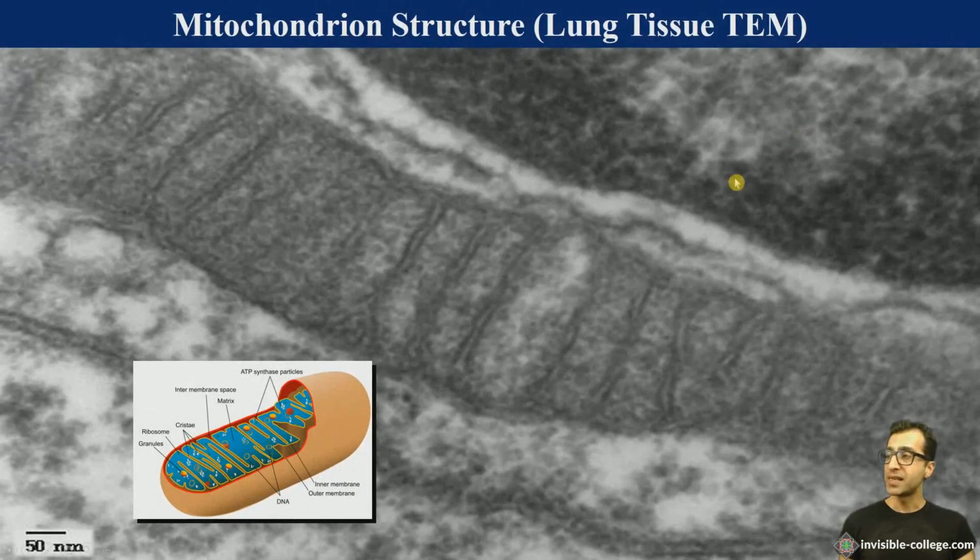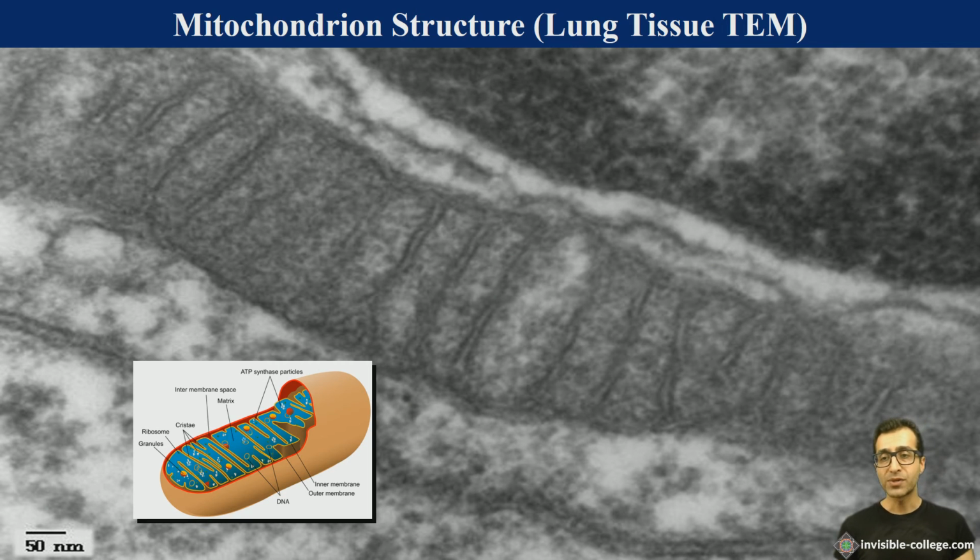So here we see an electron micrograph of mitochondria again. These are the cristae, the infoldings of the inner mitochondrial membrane here, and this scale bar illustrates the scale that we're looking at. 50 nanometers is this length here on this micrograph.